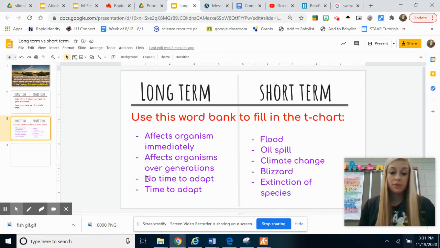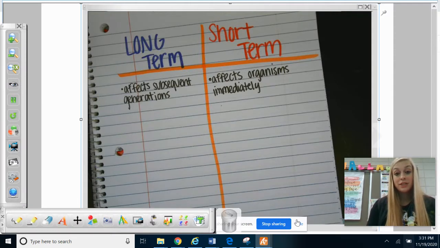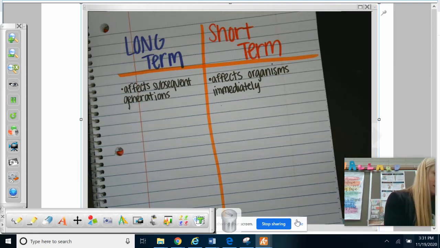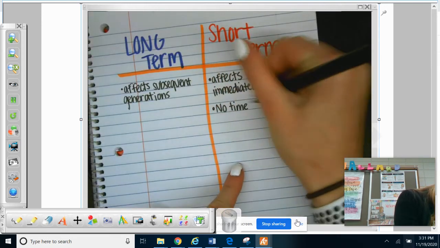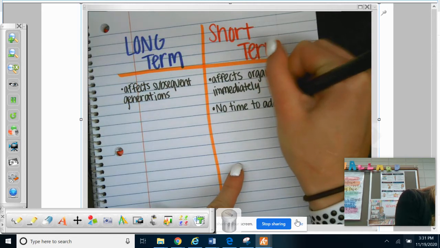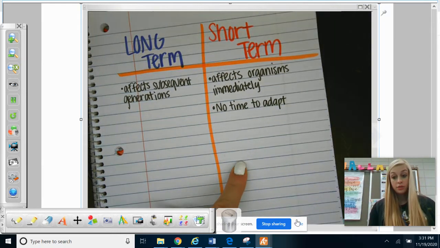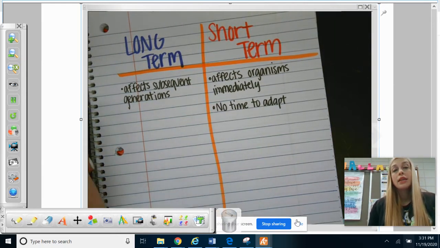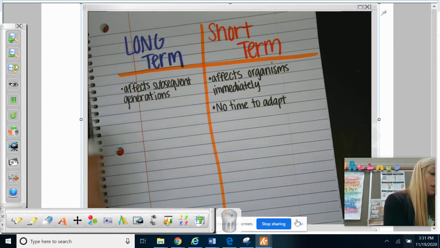Okay, and then we have no time to adapt, time to adapt. So no time to adapt. Which side would that go on? Well, it's going to go on the one that's shorter because it's going to happen right away. And if it's long term, there will be time to adapt. And I think a better way to say that is their only choice is to adapt, often with a long-term change. Either organisms die or they adapt.